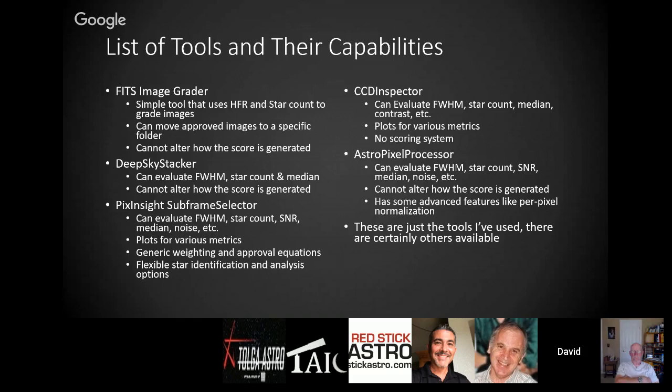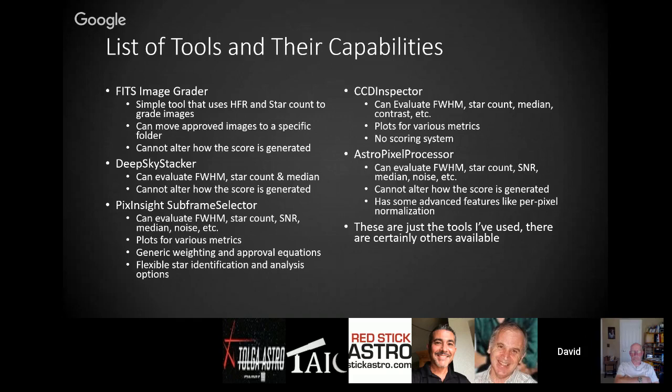You can move the approved images. So if you go through that list and you find some strong outliers, you can uncheck those and then move everything else to a folder saying, yeah, all this is good. You can't really alter how the score is generated. So you can go through and do your selection and move files, but you can't really alter how the score is created.